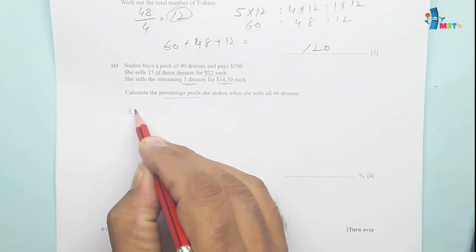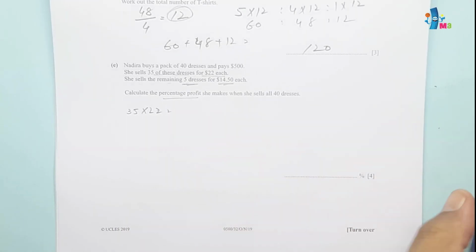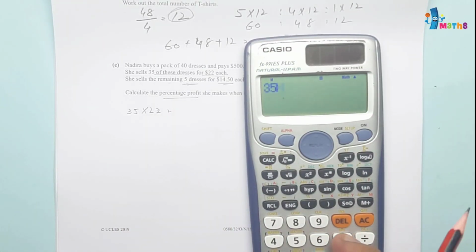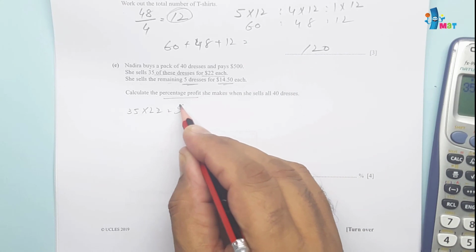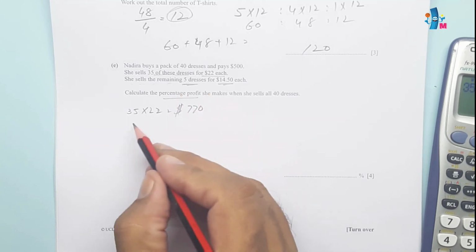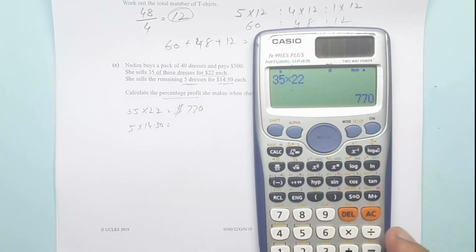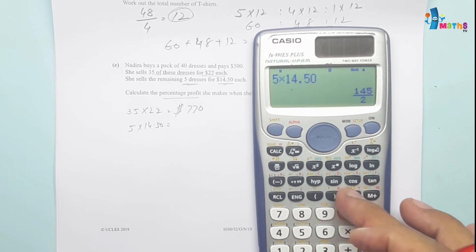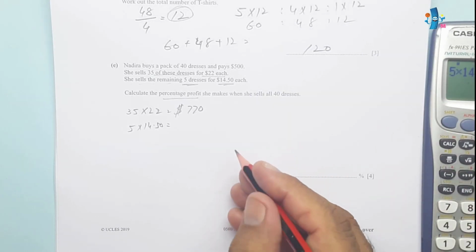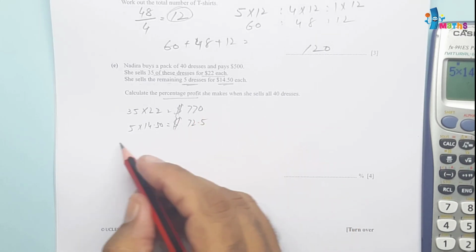So 35 dresses, each of $22. So how many dollars? 35 into 22 will be equal to 770. So she received $770 from these 35 dresses, and 5 dresses of 14.50. This will be equal to 5 multiplied by 14.50, which is equal to 72.5 dollars. This is the amount from the 5 dresses.